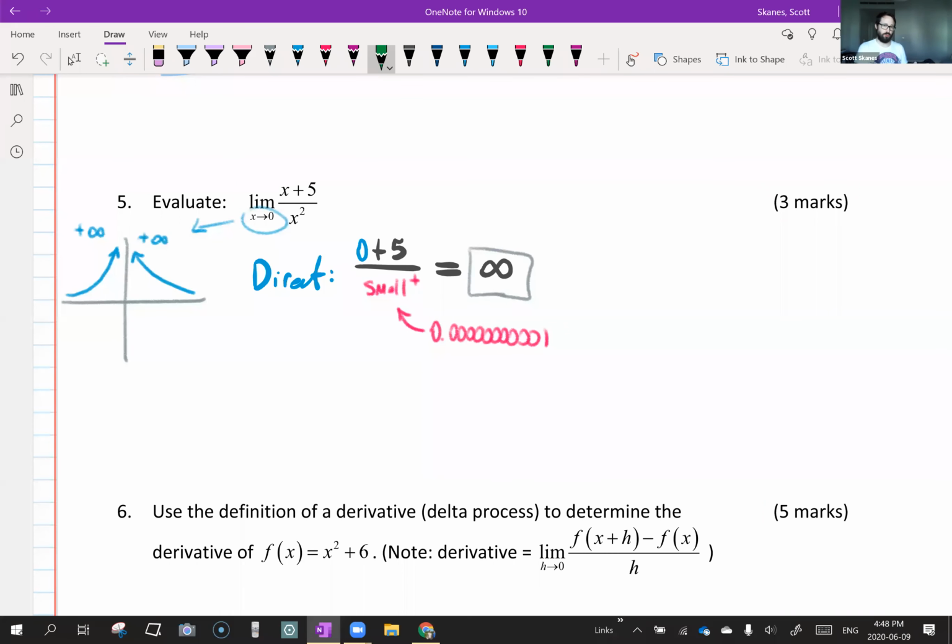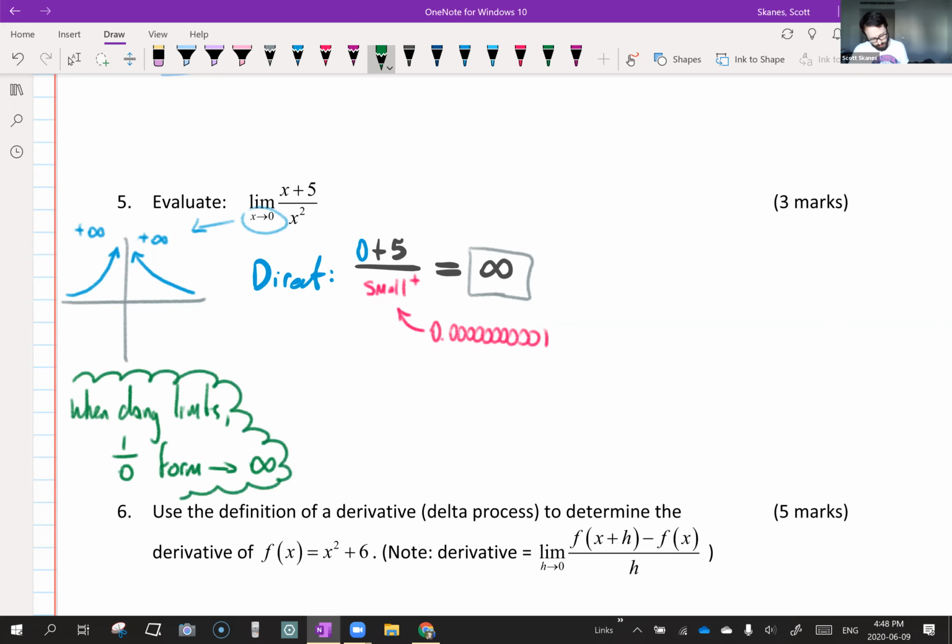Or if you want a short way to do it, when you're doing limits, generally speaking, this will often happen. If it's in 1 over 0 form, the answer will give infinity. I'm just trying to give you some shortcuts. It doesn't always work, but if you go back and do the examples in the notes, you'll see that for this form, it often does work.